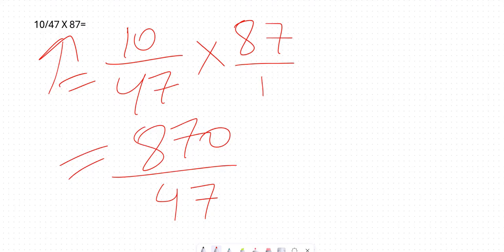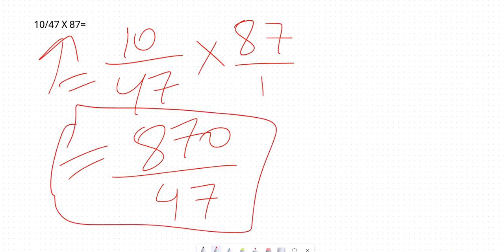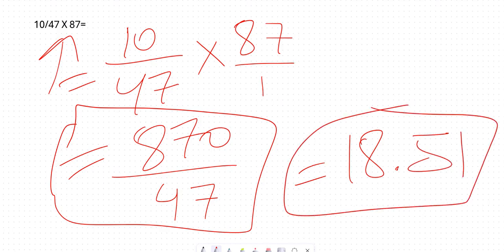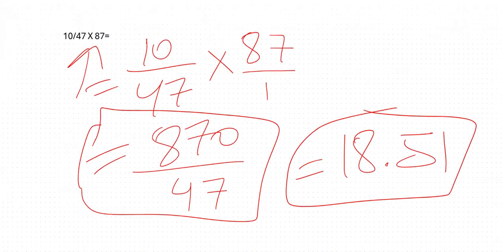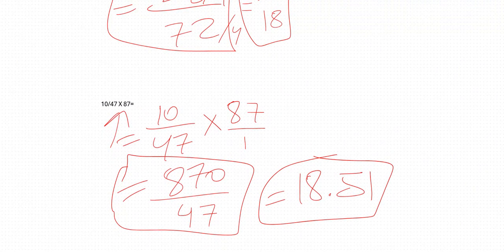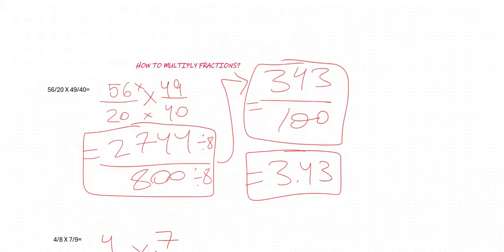So we can just check. 870 divided by 3 is 290, but 47 divided by 3 is a decimal number, which is 15.666. So we could try 2, we could try 4, 5, it's not going to work. So the final answer is 870 divided by 47. If you want to put it in decimal form, we can do that too, which is 18.51.